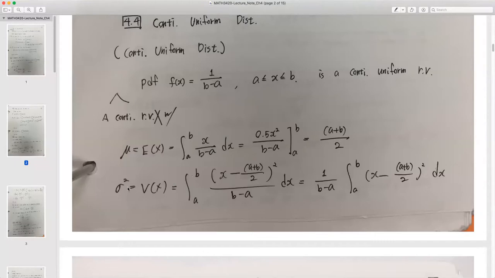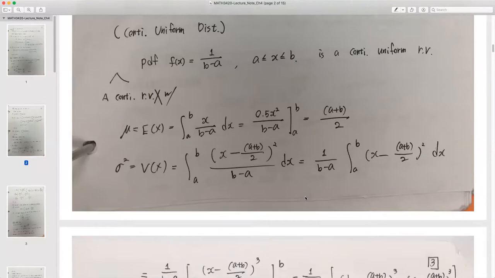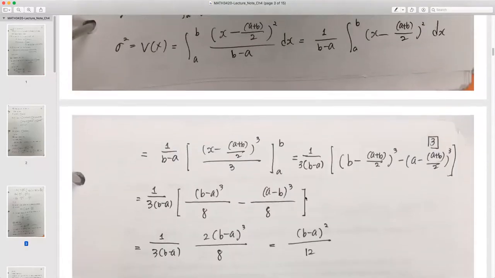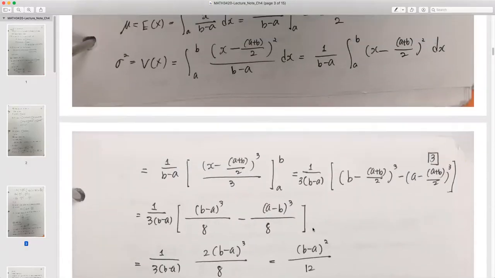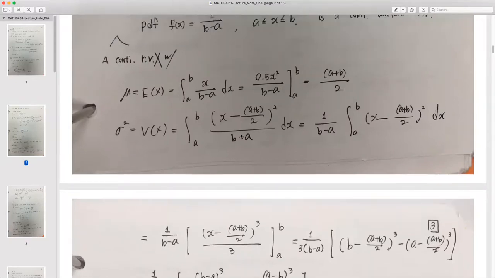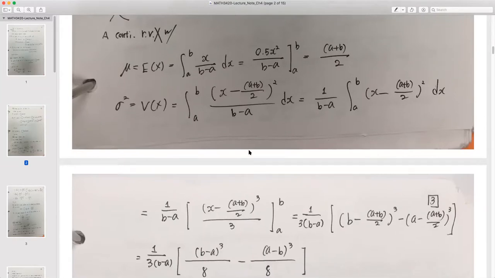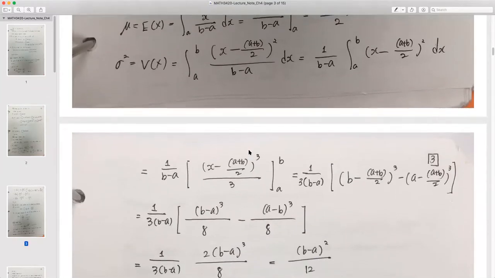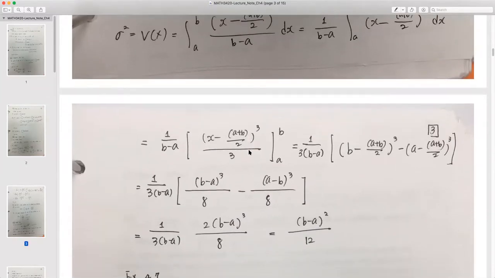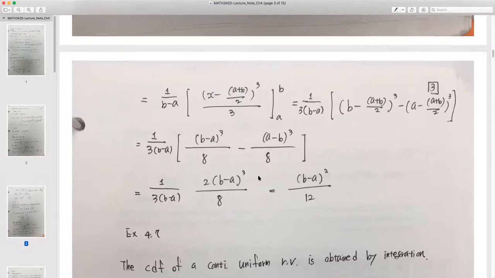And then the variance is what? The expected value of x minus mu squared, right? Using the definition of variance, the integral of x minus mu squared times f of x, you're going to get b minus a squared over 12. Simplify the integral and then take the definite integral. It's pretty much algebra and calculus. So you're going to get b minus a squared over 12.